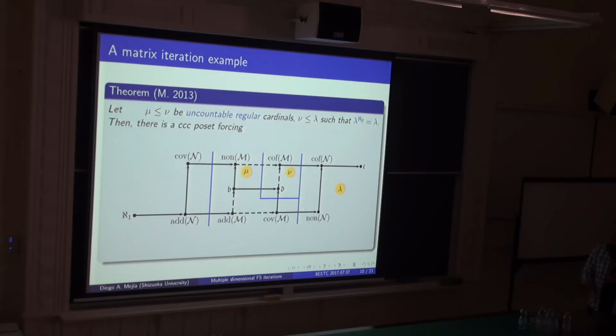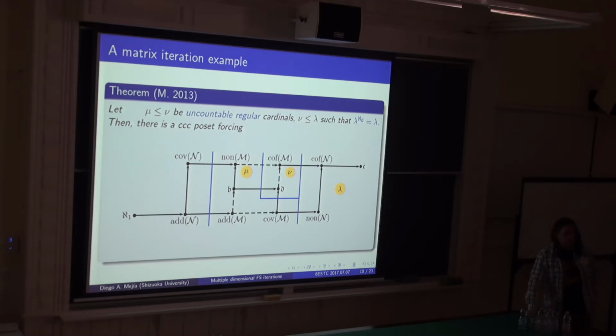So about this example, the point here is that in this work, I use a matrix iteration to separate, on the right-hand side, the diagram in 3 pieces. This was not possible before, or at least with linear finite support iterations, it was not clear how to separate here in 3 pieces. But with a matrix iteration, it's possible.